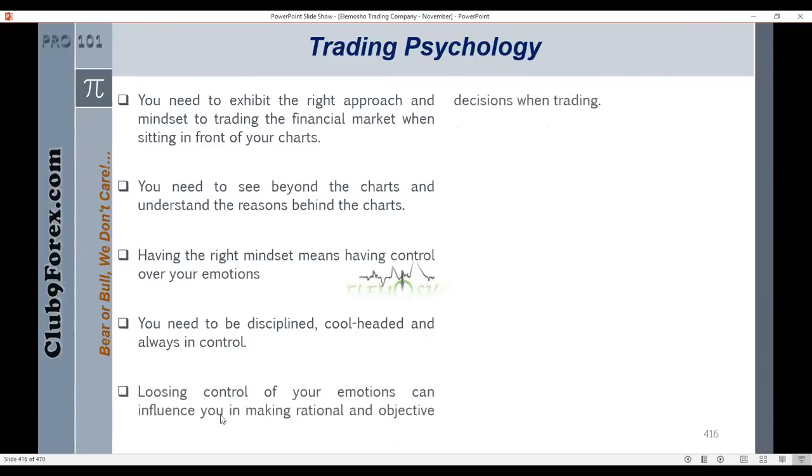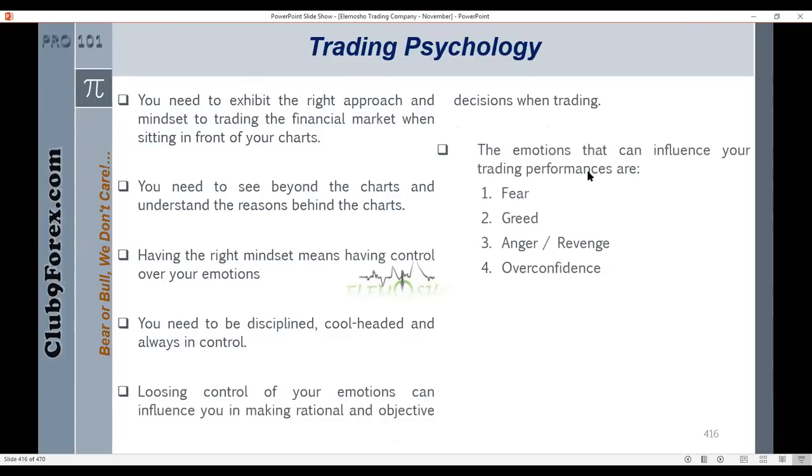Now, losing control of your emotion can influence you into making irrational decisions. I've already talked about this before. So some of the things that can influence your trading performance or your psychology are fear, greed, anger or revenge, or overconfidence. So we are going to be looking at these instances one after the other, especially the fact that you just finished getting the knowledge and you want to start approaching the market.